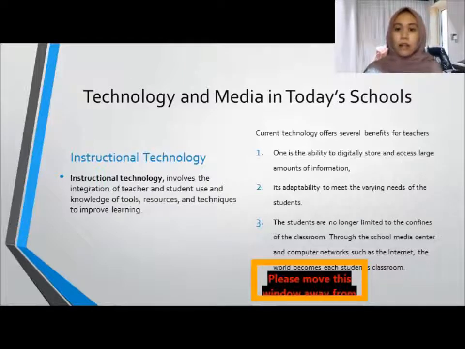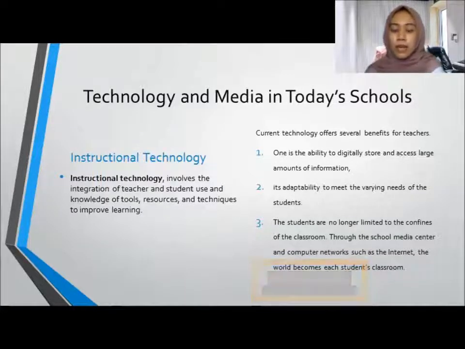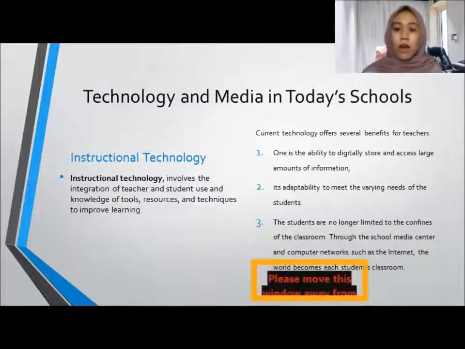The current technology offers several benefits for teachers. The first one is the ability to digitally store and access large amounts of information. The second one is its adaptability to meet the varying needs of the students. And the last benefit is that students are no longer limited to the confines of the classroom. Through the school media center and the internet, the world becomes the student's classroom.